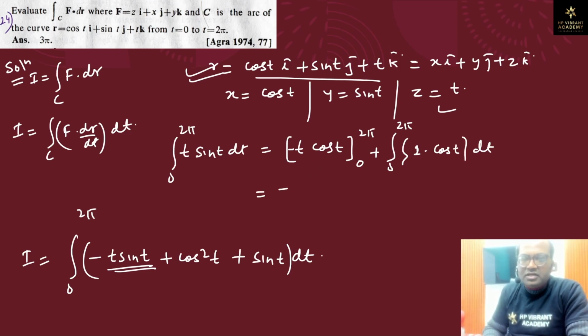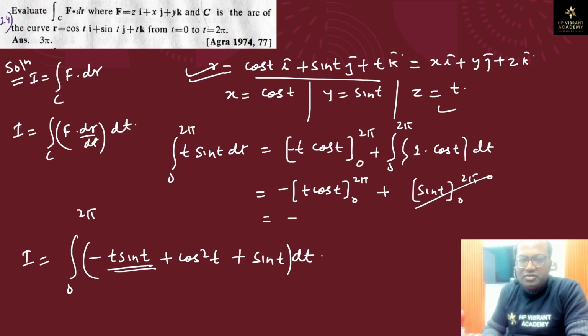This is equal to minus t cos t, limit 0 to 2 pi, plus the integration of cos t, which is sin t, limit 0 to 2 pi. The sin t term will be 0 straight away. So this is equal to minus t cos t; putting in the values, this is 2 pi into cos 2 pi, which is 1, minus 0. This is minus 2 pi. So the integral of t sin t is minus 2 pi, and minus of t sin t will be 2 pi.